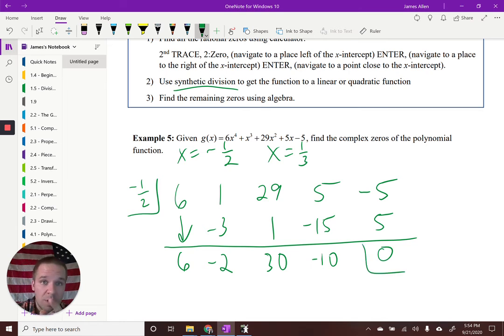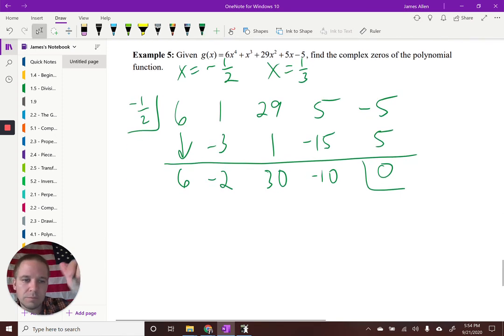That should be the case, remember. I should have 0 as my remainder because this is one of my roots here. I'm dividing it out, right? X plus 1/2 is a factor. Alrighty. Now, I'm going to do synthetic division again.